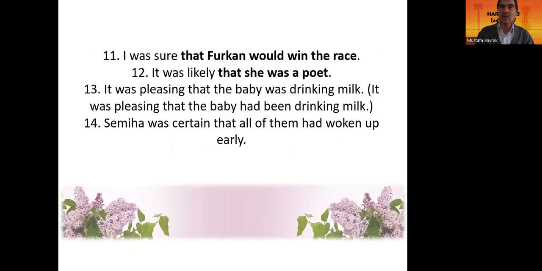I was sure that Furkan would win the race. It was likely that she was a poet, or it was unlikely that she was a poet, the opposite of this. Of course, it is clear, but let me say a few words about it as well. It was likely that she was a poet. There is a possibility. It was unlikely that she was a poet. There isn't a possibility that she was a poet.